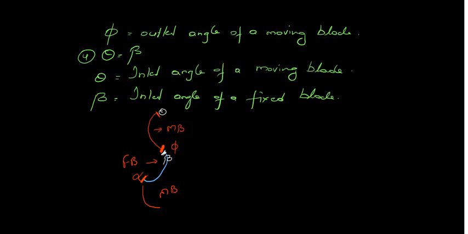Am I clear? Here phi and alpha are the outlet angles of a moving blade and the outlet angle of a fixed blade. Coming to theta and beta, these two are equal. The inlet angle of a moving blade is equal to that of the inlet angle of a fixed blade. These are the conditions that we have to follow while resolving the problem statements under reaction turbine.